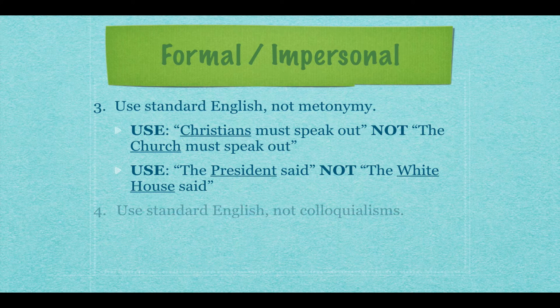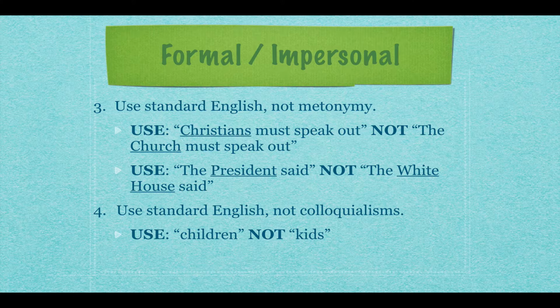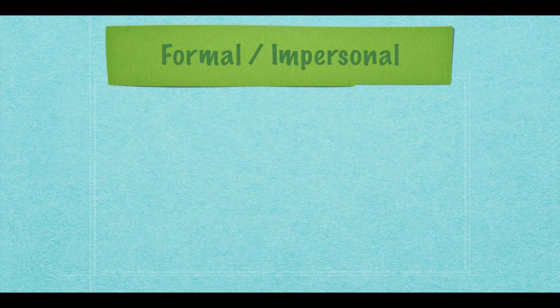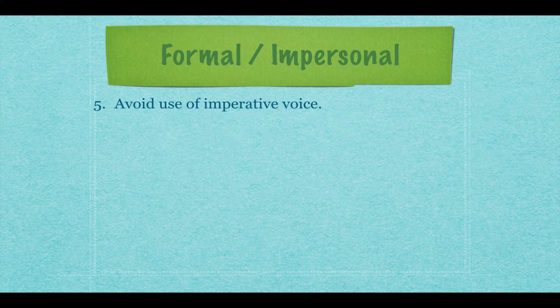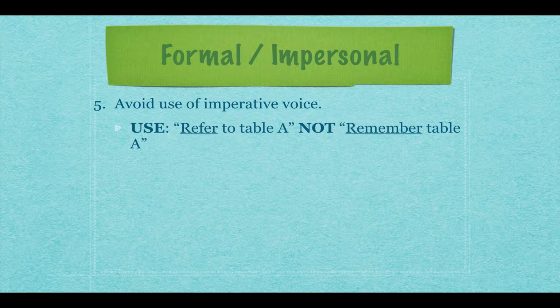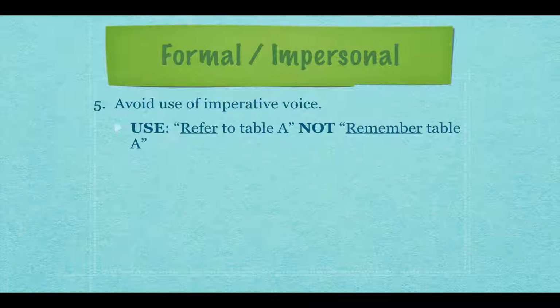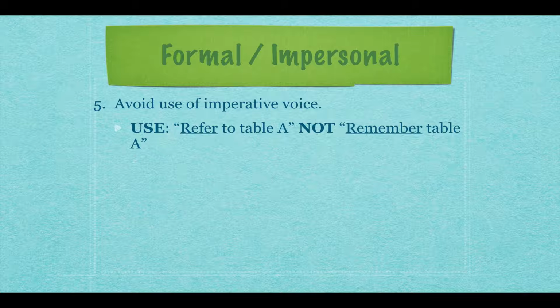So in formal and impersonal writing, we want to use standard English, not colloquialisms. Use children, not kids. Use many or several, but not a lot. In our academic writing, we want to avoid the use of the imperative voice. So we'd want to use the phrase refer to table A, not remember table A. The clarity of that direct reference, refer, is what we're looking for in good writing.